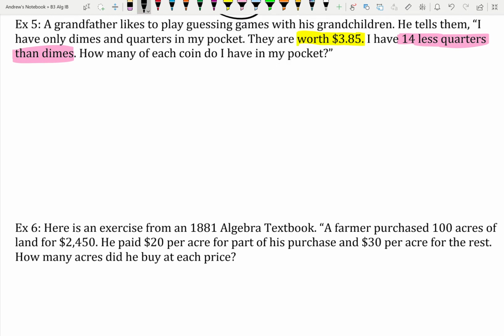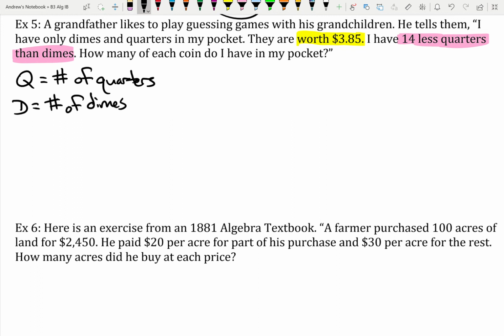So the how many of each coin do we have, right? That's how we're going to know what to set this up with. We're talking about quarters and dimes, and we're trying to figure out how many of each. So I'm going to set up two variables. I'm going to say that Q is the number of quarters and D is the number of dimes.